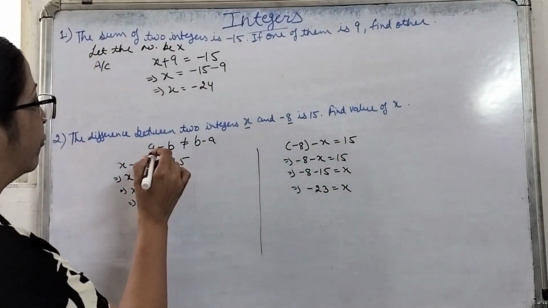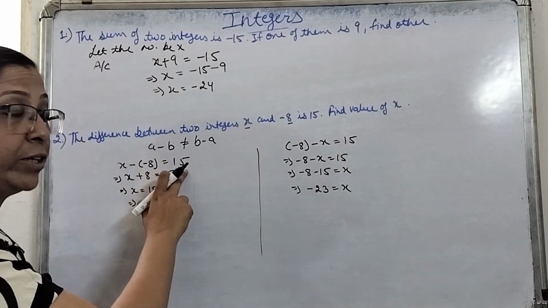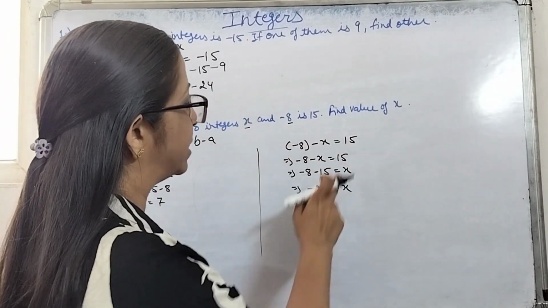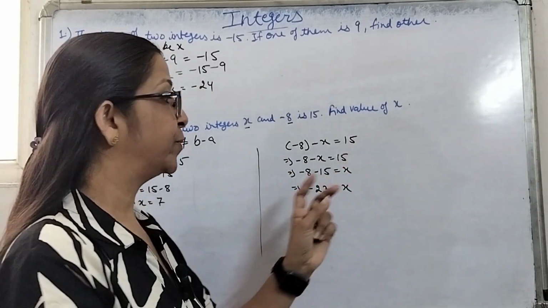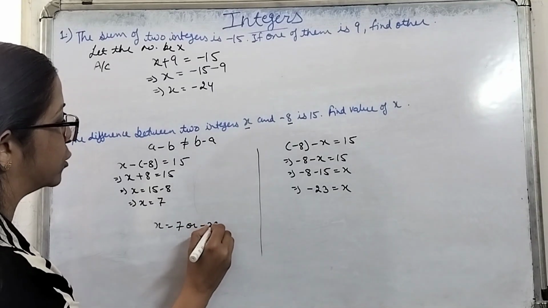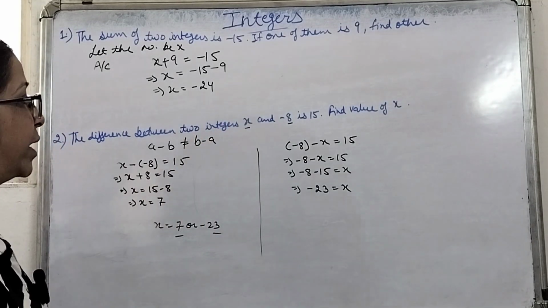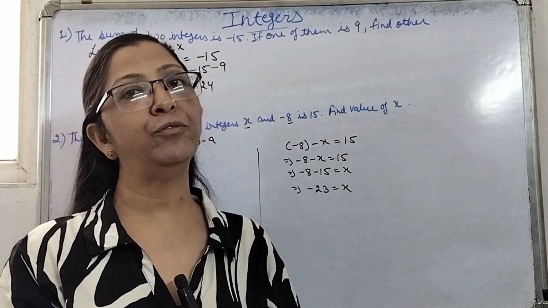That means if from 7 we subtract minus 8, we will get 15, and from minus 8, if we subtract minus 23, then also we will get 15. So the values of x could be 7 or minus 23. In the case of subtraction, in these types of cases, we will have two different values of x.